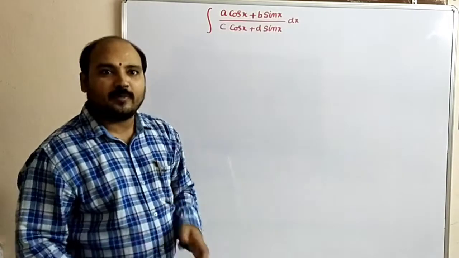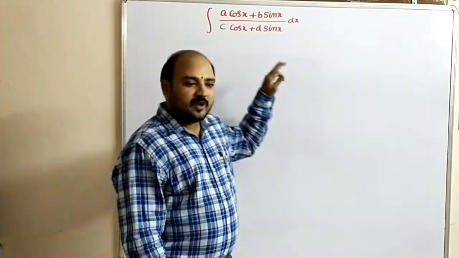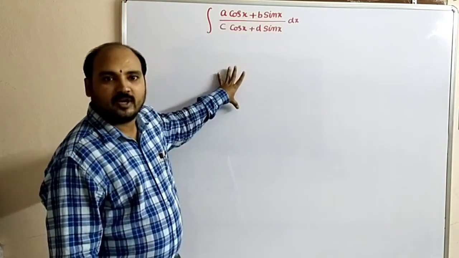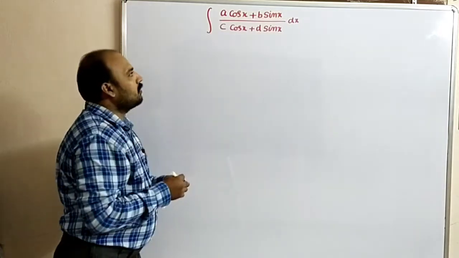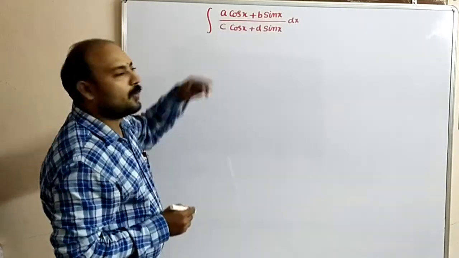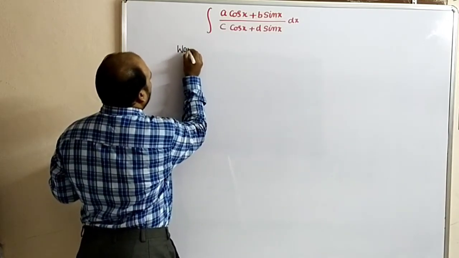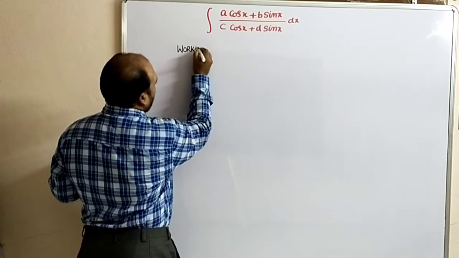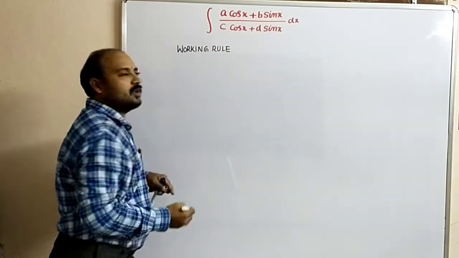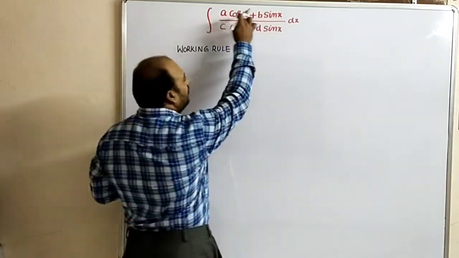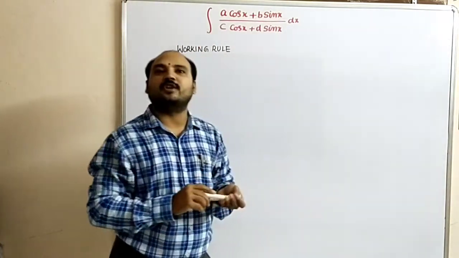See, first, what is the general method to evaluate this type of problems in integration, which is very important in the boards, that is in CBSE or intermediate Telangana or Andhra. These type of problems are very important. To evaluate these type of problems, we have an important working rule. What is that working rule? A cos x plus b sin x is the numerator and c cos x plus d sin x is the denominator.